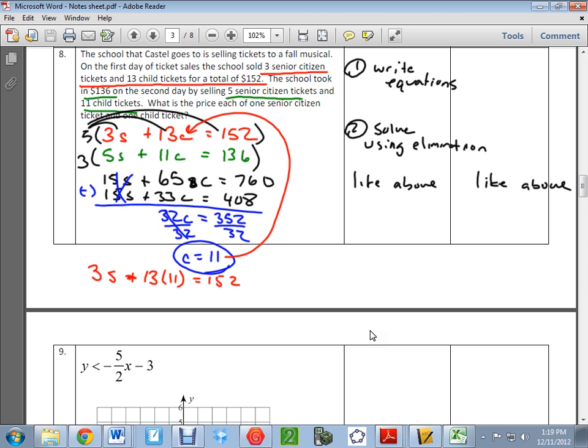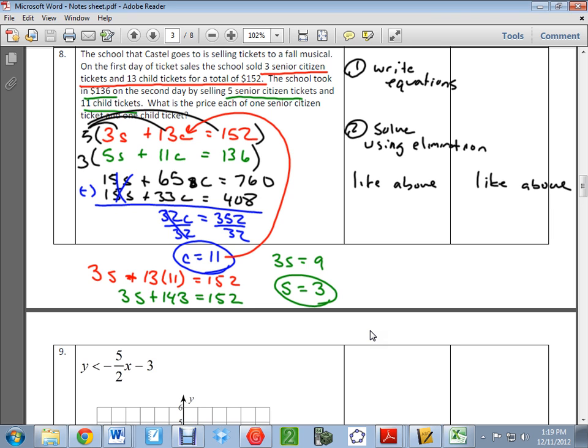When I solve an equation like this, I want to simplify the numbers. 13 times 11 is what? 143. Plus 143 is equal to 152. Subtract the 143 from both sides. 3S is equal to 9. So divide, and S equals 3. So a senior ticket is $3 and a child ticket is $11.